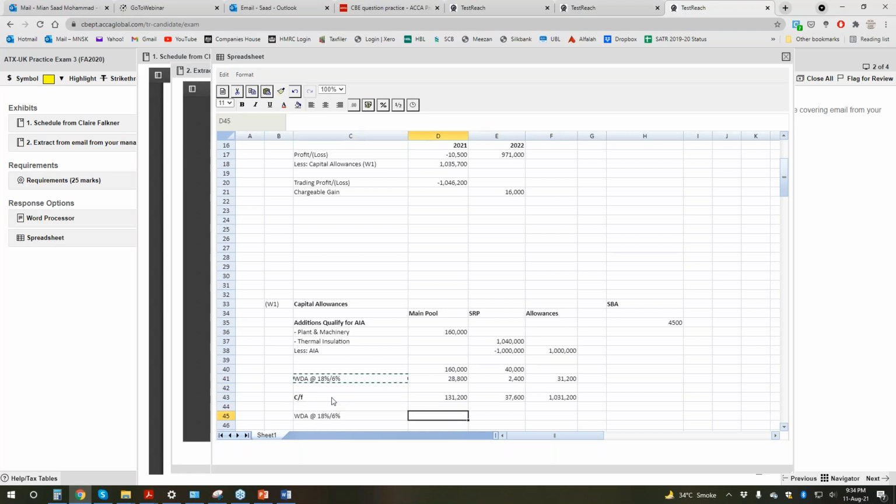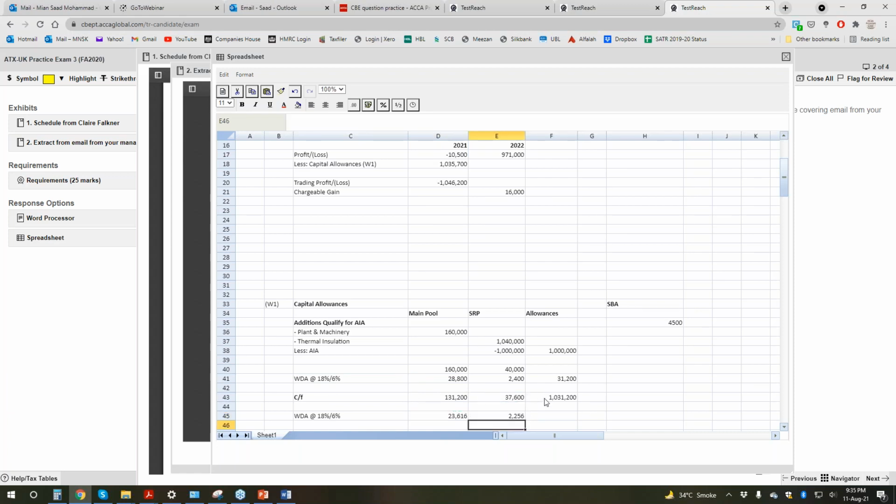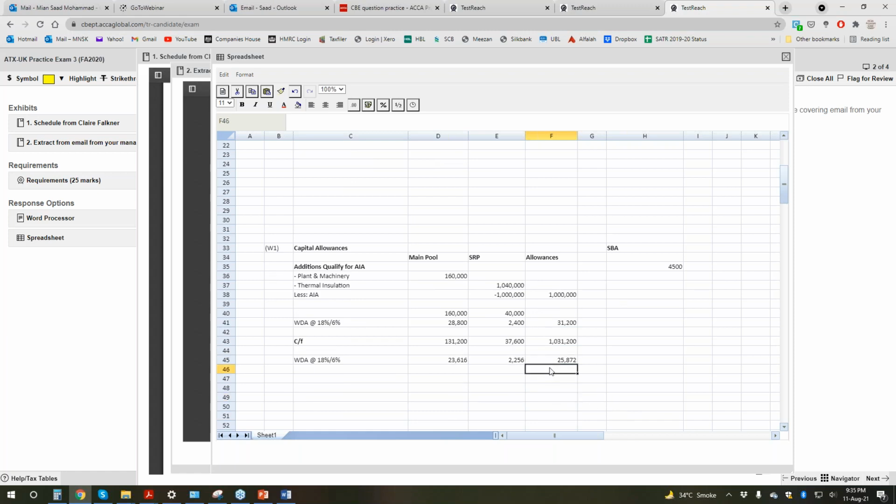And I can simply copy this, so this times 18%. I will copy this formula and change the percentage to 6, and I will copy this as well. It will add these two figures. So for the next year, these are the normal allowances.